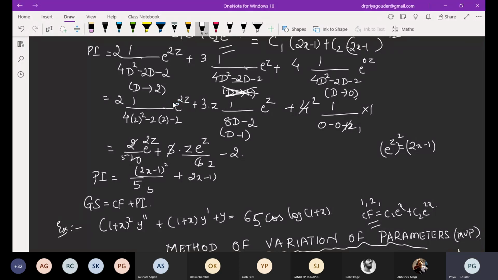e raised to z is 2x minus 3. What is z? What is z in the problem? Log of (2x minus 1) upon 2 minus 2. This is your PI. And the last step, GS is equal to CF plus PI, should be written.